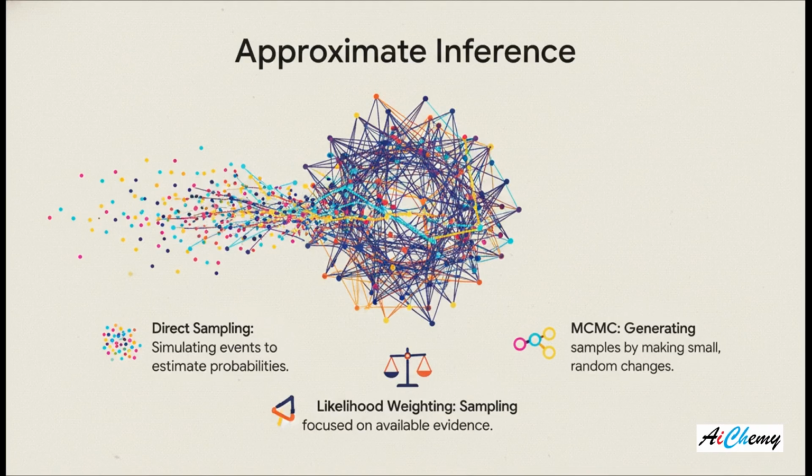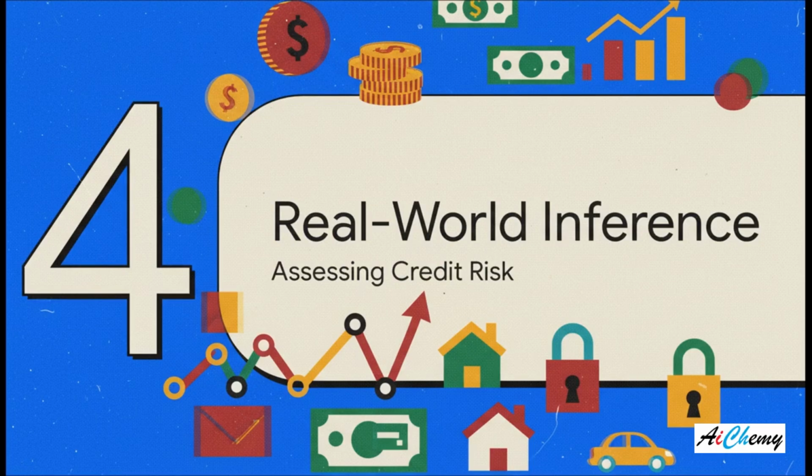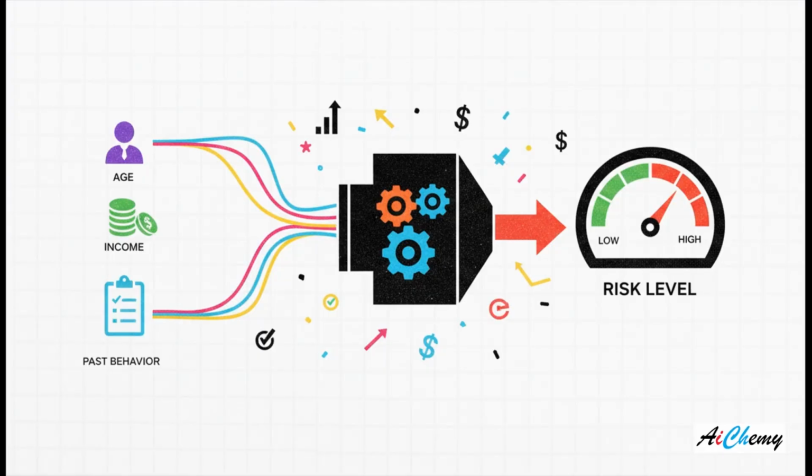Now, let's bring all this theory back down to earth and see how it gets applied in a really high-stakes field, finance. How do banks decide who gets a loan? The key question for any lender is always, what's the risk? Well, Bayesian inference gives them a powerful way to calculate it by combining a whole bunch of different variables, like your age, your income, your past behavior, into a single probabilistic score.